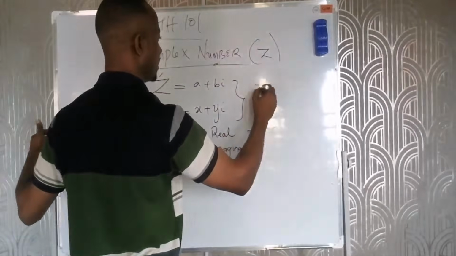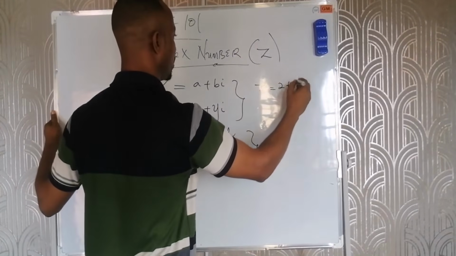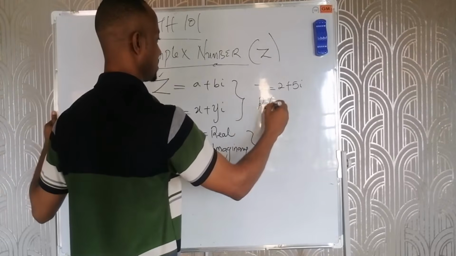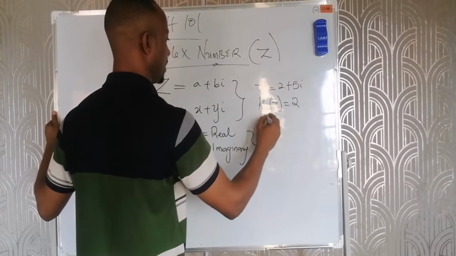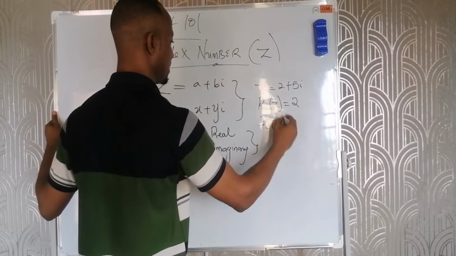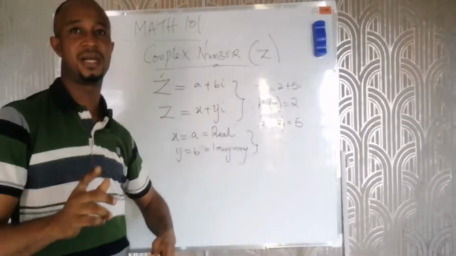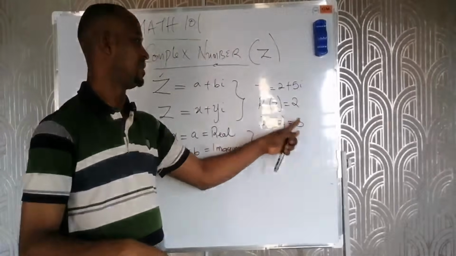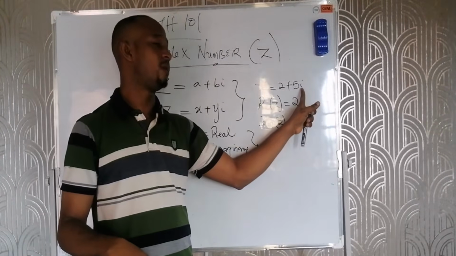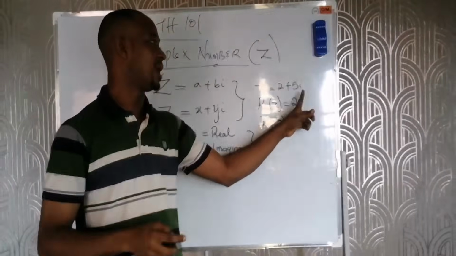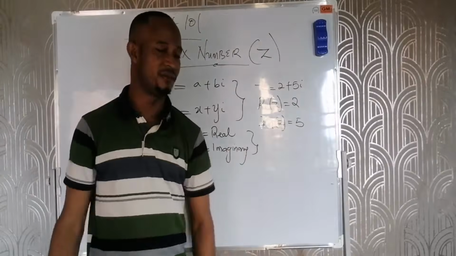For example, if we have z equals 2 plus 5i, here we are saying that the real part of z is 2, and the imaginary part of z is 5, not 5i. Why do we say it's 5? Because this 5 here has a complex value called i. And I said along this class, I will be explaining how we come about the value of i.